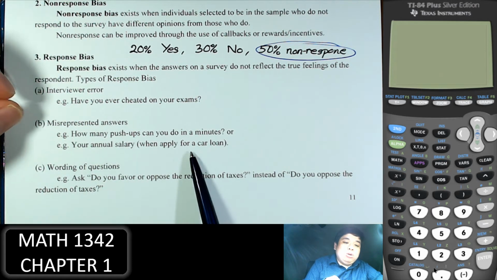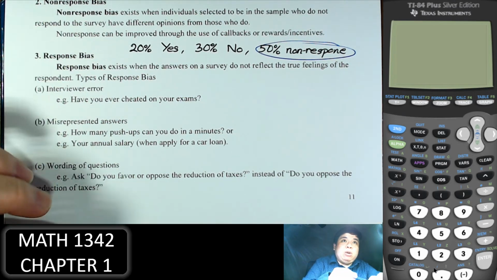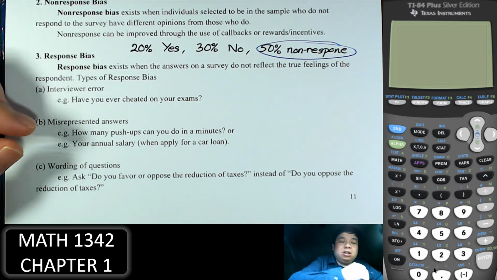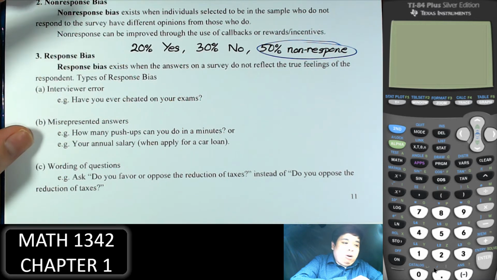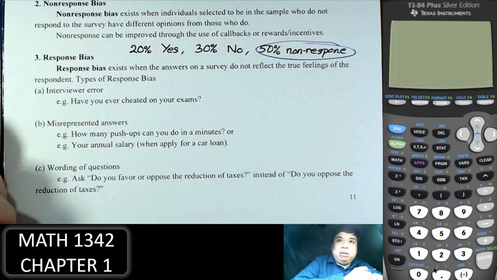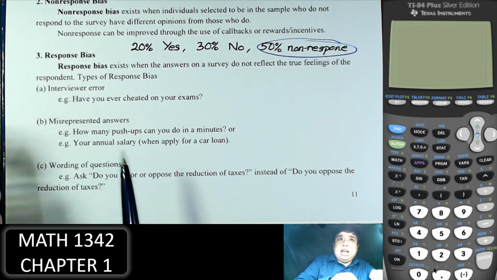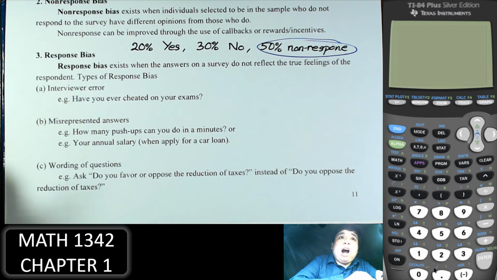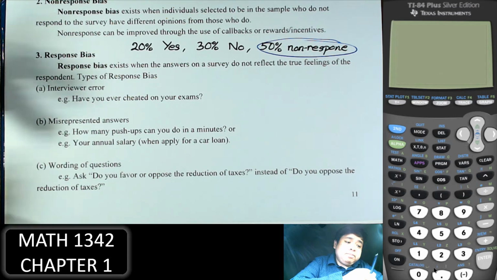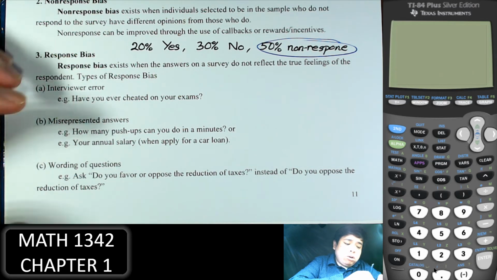Or if you go to the bank for a loan and they ask what is your salary, so they can run your credit and then say what the rate will be, usually you tend to give a little bit higher number than the actual value. So those things could be a problem also.